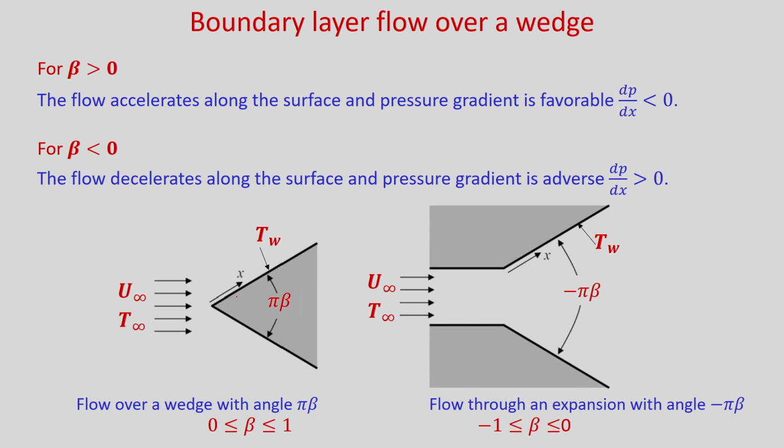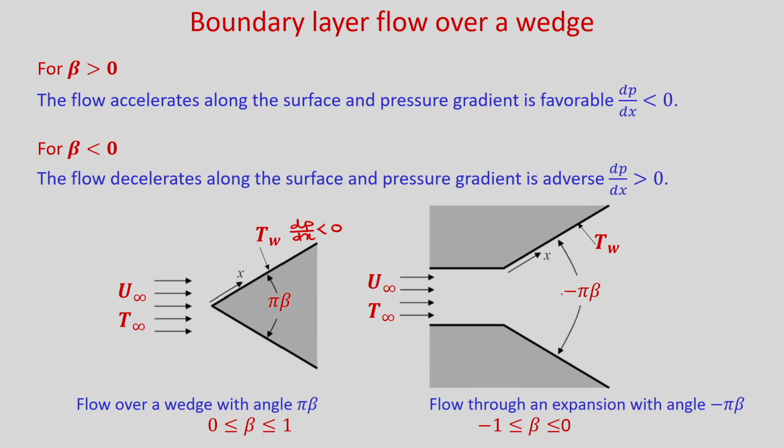So, you can see here for beta greater than 0, this will be the situation of flow over a wedge with angle pi beta, and beta varies between 0 and 1. In this particular case, as flow passes over this wedge, the flow accelerates along the surface, because if you see two different x locations, then obviously due to the decrease in the flow area, flow will accelerate and the pressure gradient is favorable, that means dp by dx will be less than 0 in this particular case.